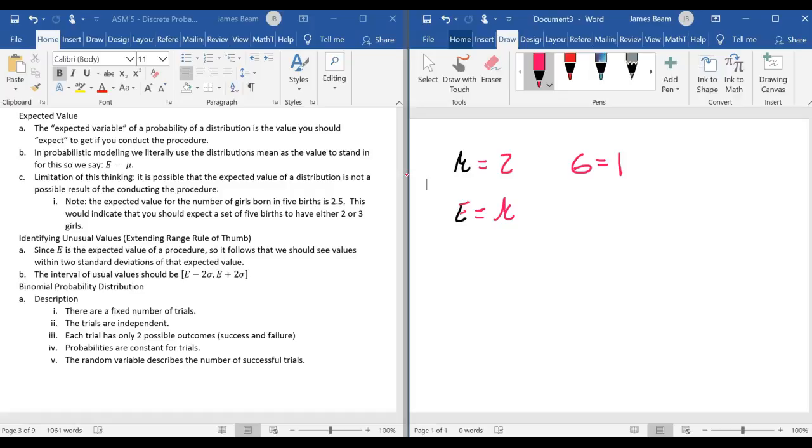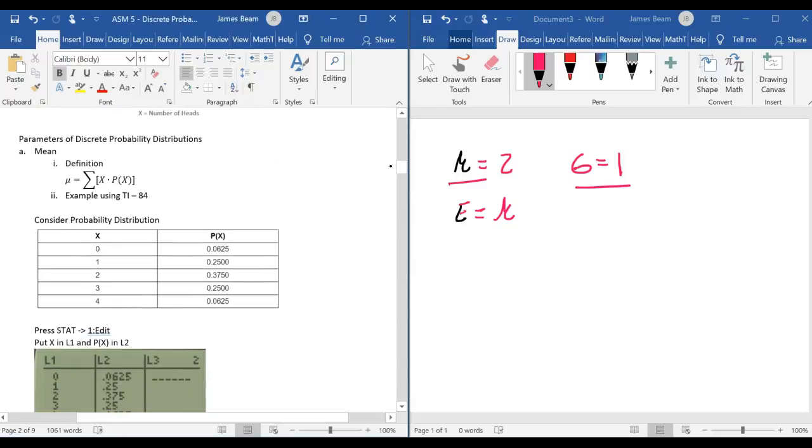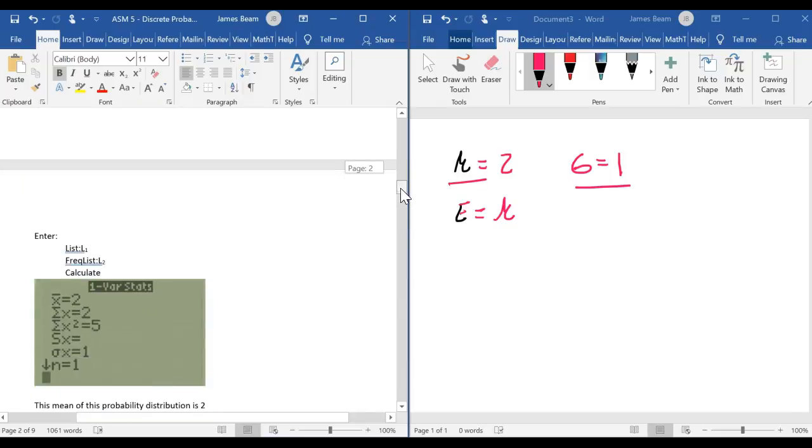Now, you can apply the range rule of thumb to that. In our example here, we had a mean of 2 and a standard deviation of 1. So what I would expect the result of this procedure to be is 2. And in fact, it's the most common result in that table. If you go back and look at that table, the most likely result is 2. It has a 37.5% chance of happening. It's more likely than any other result.